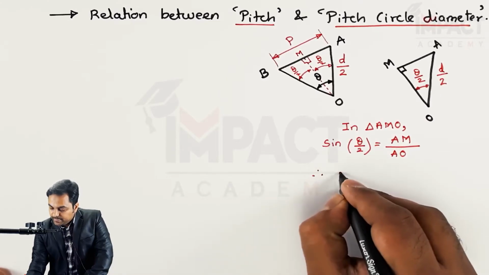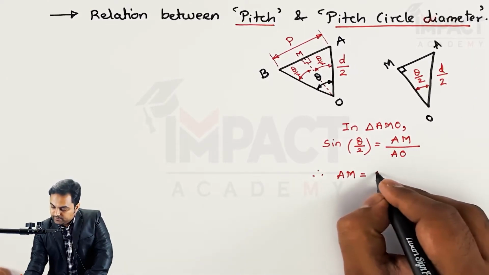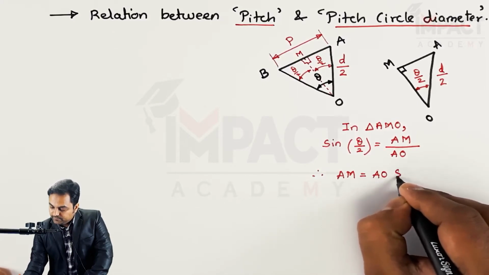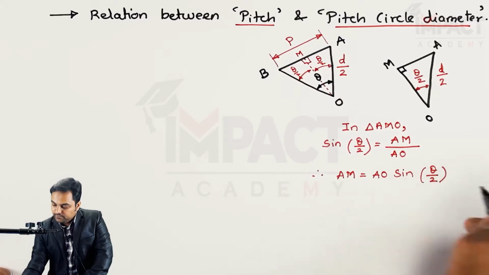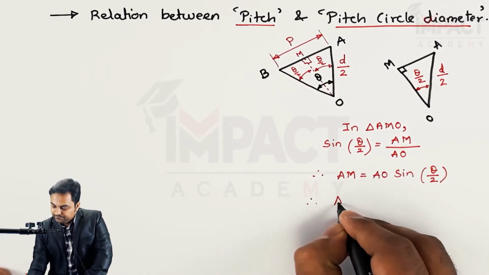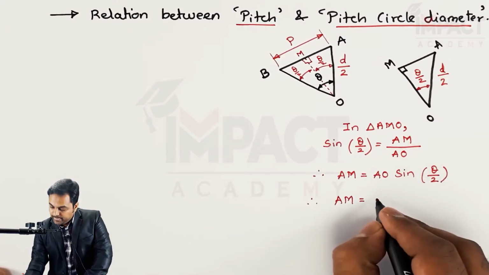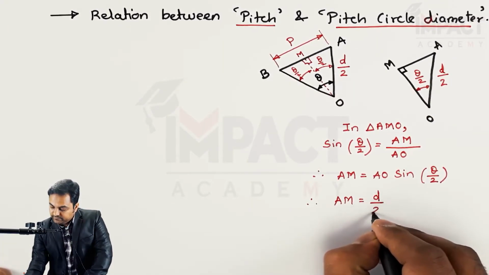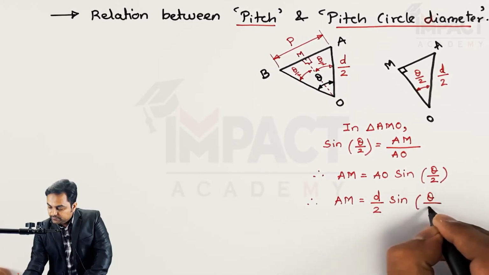So therefore AM will be equal to AO sine theta by 2. Then AO is D by 2, so it is D by 2 sine theta by 2.